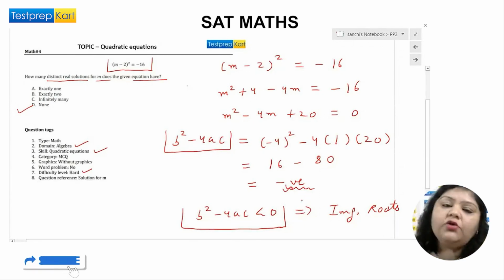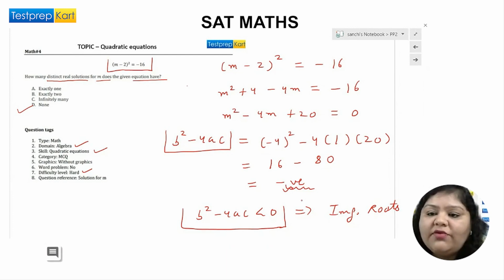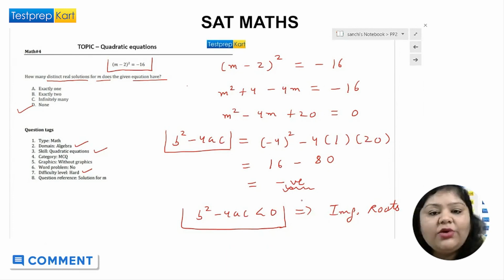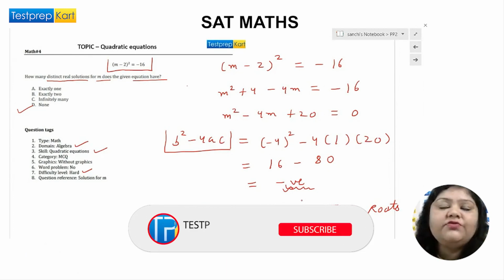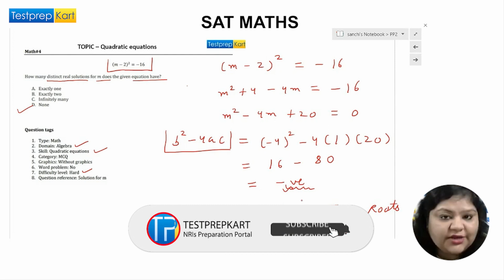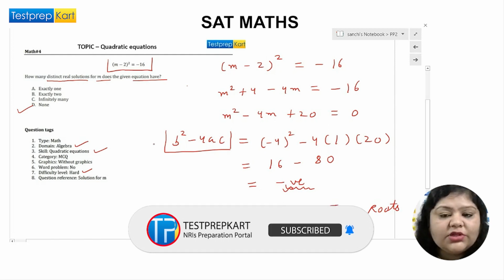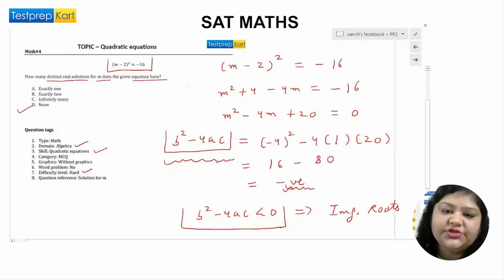So I hope this simple question number 4 is clear to everyone. Anyone having any doubt in this? See, again, that question was not at all difficult, it was just tricky. You have to relate this thing with this discriminant part. So that was the trick.